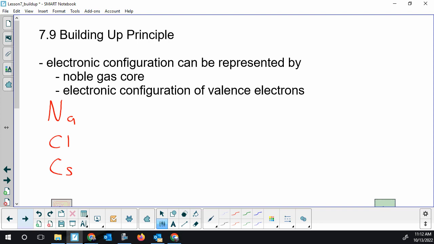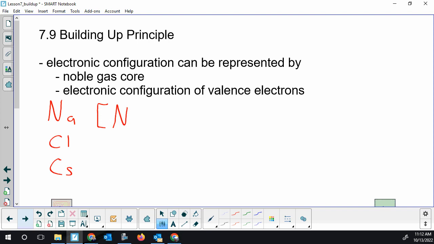So to get started, I have to find sodium in my table and then find the preceding noble gas. It's going to be a row above it. It's not going to be the same row. So sodium is in period 3, atomic number 11. The preceding noble gas is not argon. That's after it. It's neon. So we're going to build on top of neon.